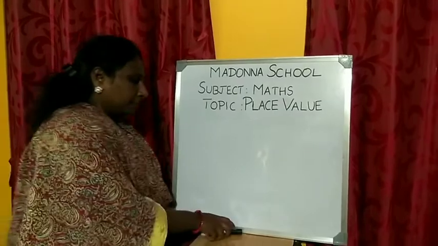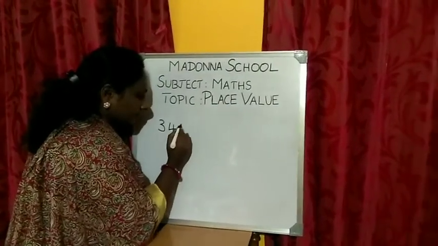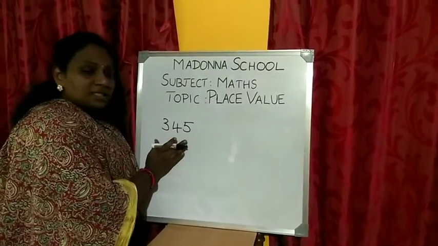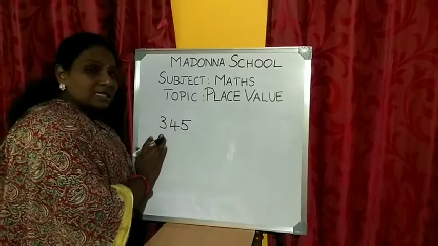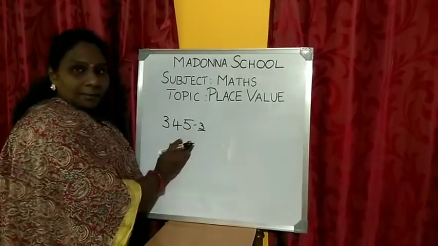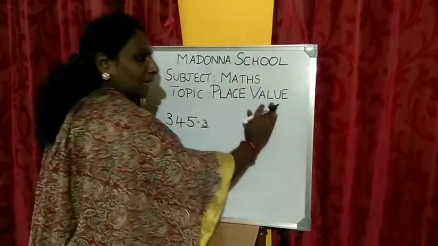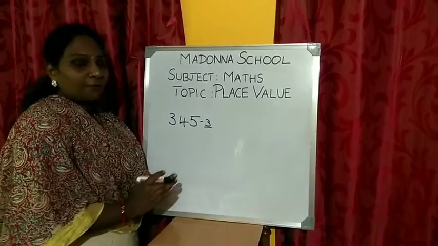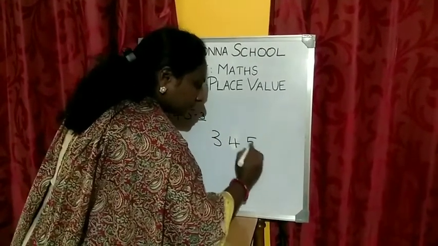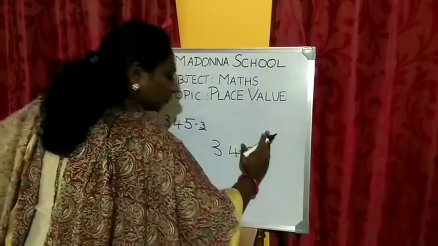Consider a number. I am going to take 345. How many digit number is this, children? It is a 3-digit number. So when you write a place value, you should always start from the right hand side. See, when you write the place value, you should always start from right to left.